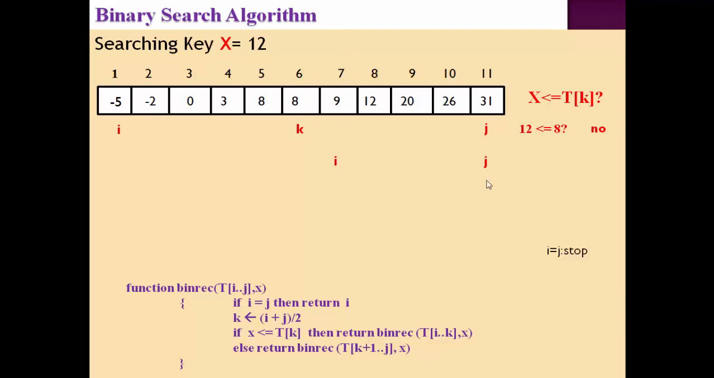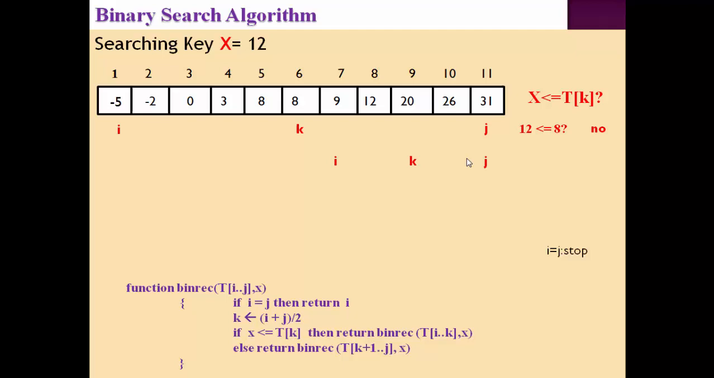And j as it is. So j is equal to 11. Now we have to again identify the value of k. i plus j, that is 7 plus 11, 18. 18 divided by 2, that is 9. So we have to identify the middle element at index 9, and 20 is our middle element.